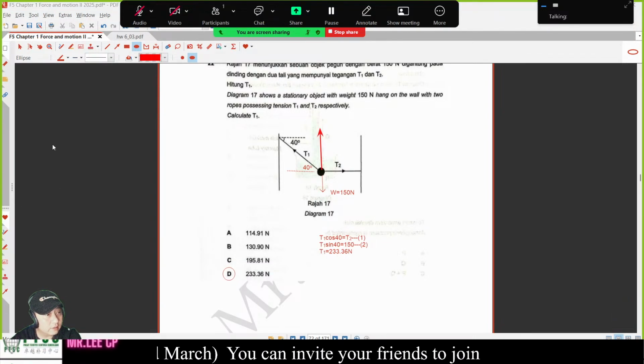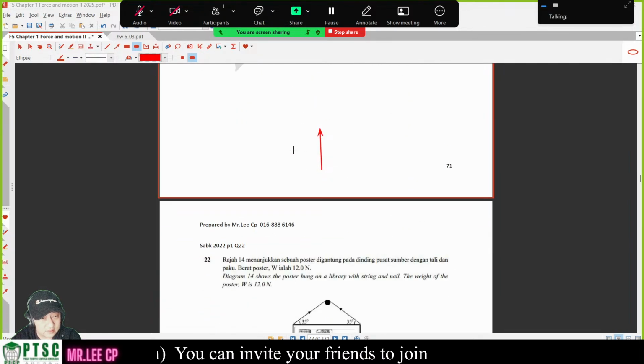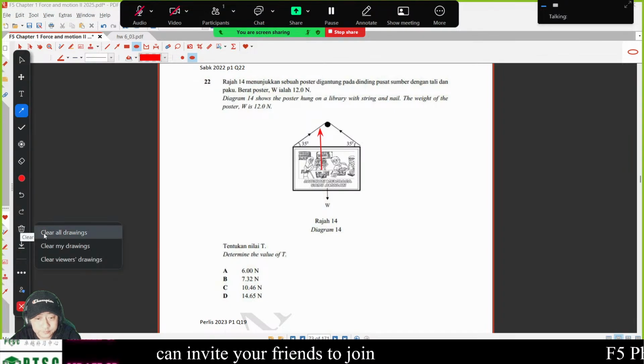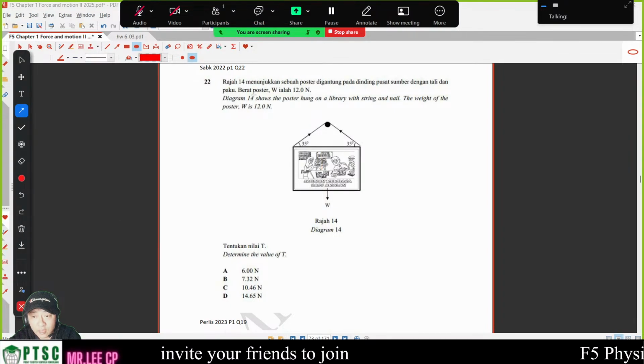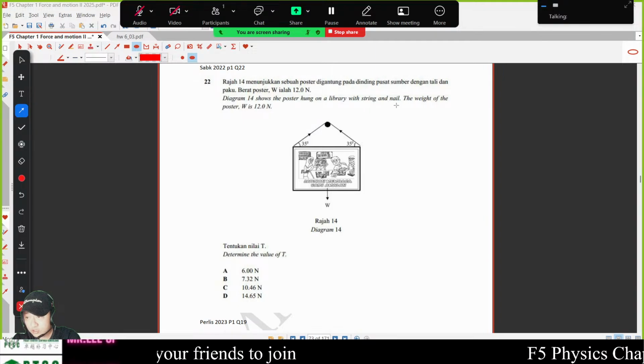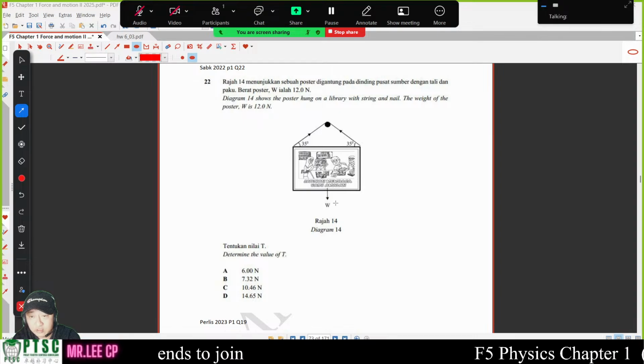Alright. I hope you can understand. Alright. Next one. Diagram 14 shows the poster hanging on the library wall with the string and the nail. The weight of the poster is 12 Newton. Alright, so this one is 12 Newton.